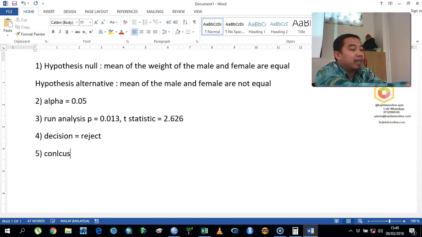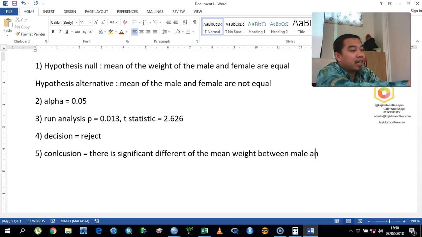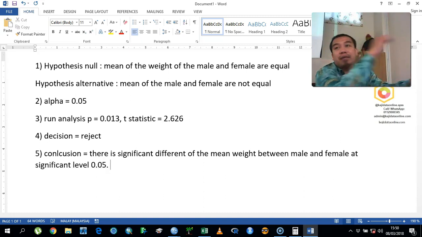What is your conclusion then? There is a significant difference of the mean weight between male and female at significance level 0.05. Okay, understand? This is how you do the hypothesis testing.